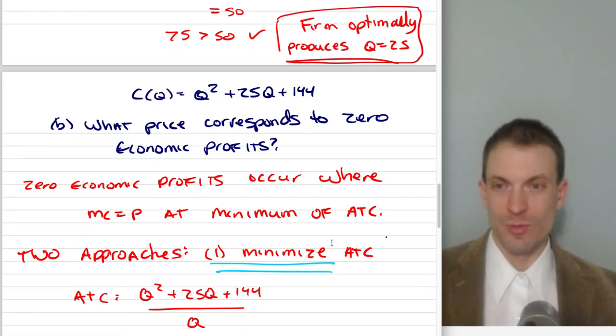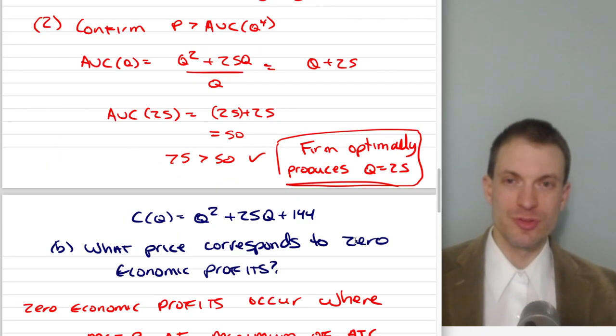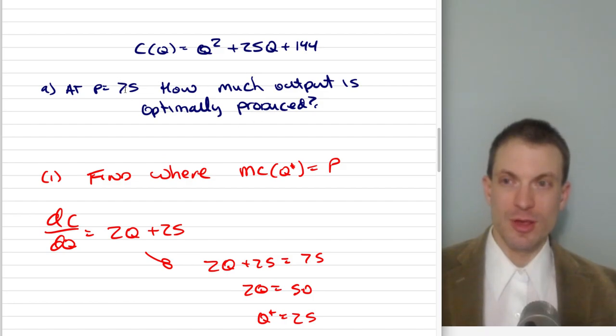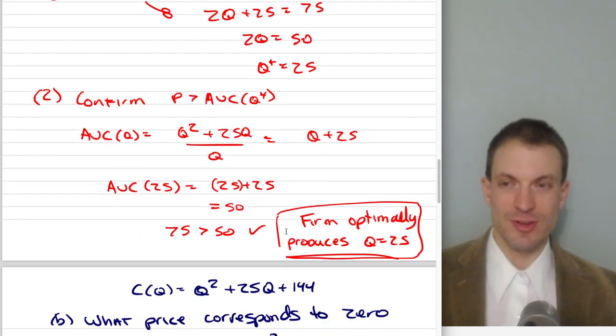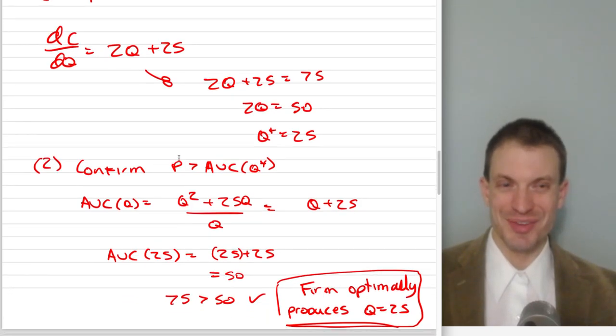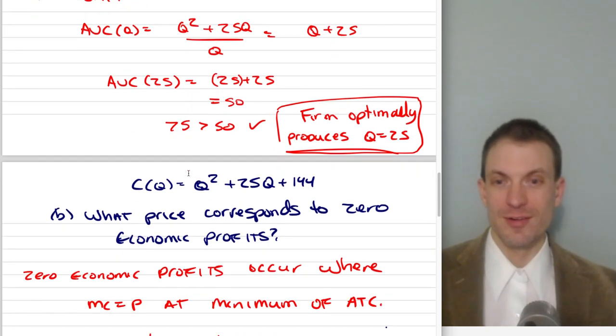Okay, next thing, what price corresponds to zero economic profits? Actually, sorry, I went over this too fast. When we're trying to find how much output is optimally produced, we have to do two things. You have to find the output where marginal cost equals price, and you have to verify that the firm would rather produce that than shut down. So both step one and step two are necessary to know that we found the profit maximizing output, because the profit maximizing output could very well be zero. And that would be the case if the price was 49, right?